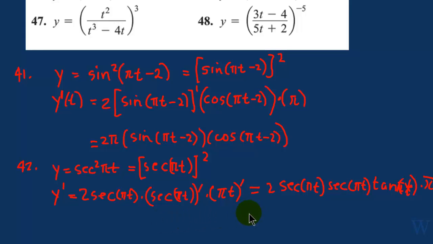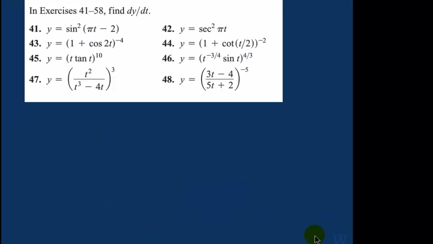So in the end, what we've got is 2 pi times, we have two expressions of secant multiplied to each other, so that's secant squared pi t times the tangent of pi t. Keep going. Suppose we want to work on number, well, I am not going to work on number 45 because that's your homework, but let me show you how to work out, say, number 46. How do we work on number 46?